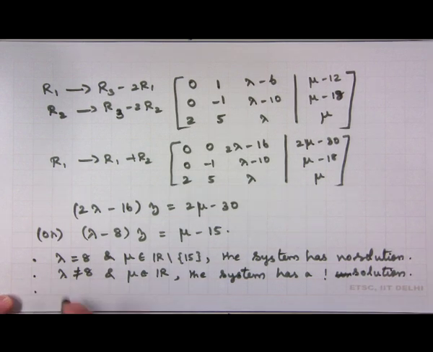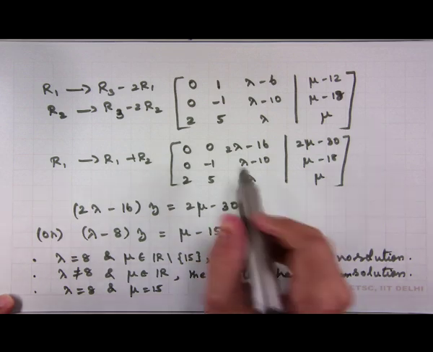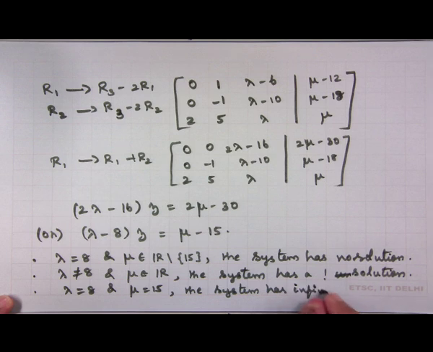And finally, if lambda equal to 8 and mu equal to 15, if both these cases arise, which means the last row completely becomes 0. In this case, the system has an infinite number of solutions.